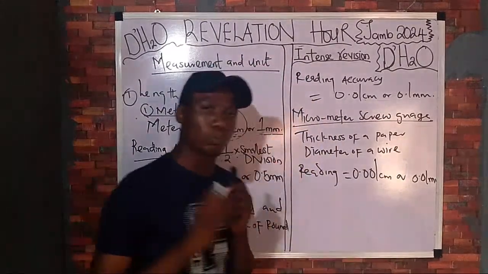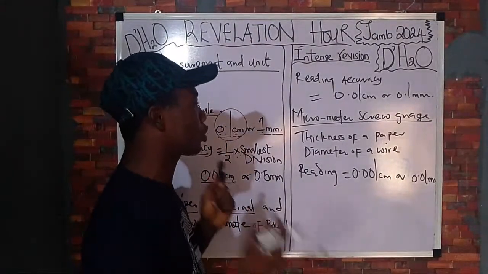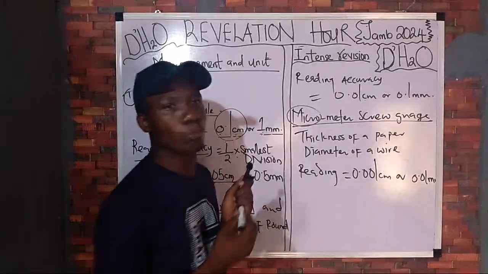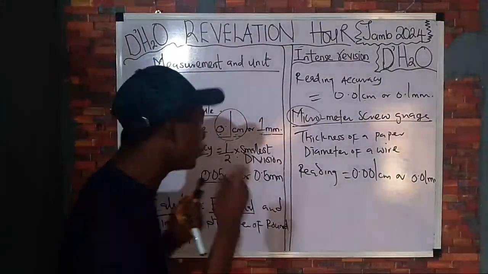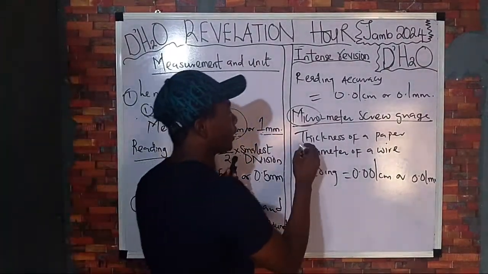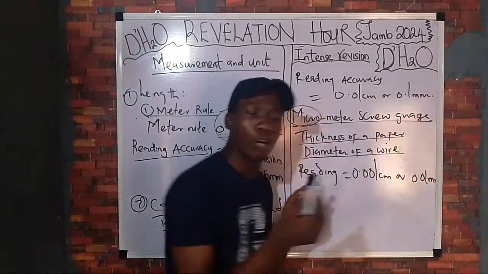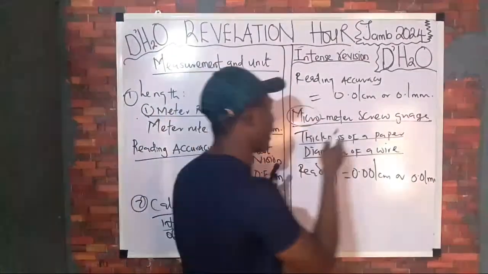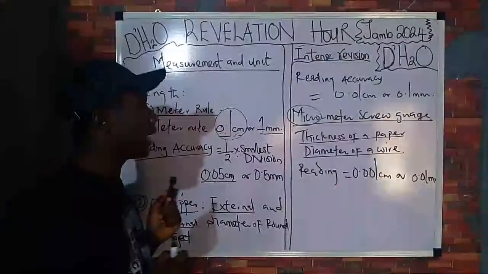And then we talk about the smaller unit of length measurement. It is called the micrometer screw gauge. Micrometer screw gauge, as the word implies, micro, is used to measure the diameter of smaller objects that cannot be measured with meter rule or caliper. It is used to measure the thickness of a paper. Take note of that. It is used to measure the diameter of a wire. Remember that the diameter of a wire is very narrow and thin. So we will have to use the micrometer screw gauge to measure such small objects.